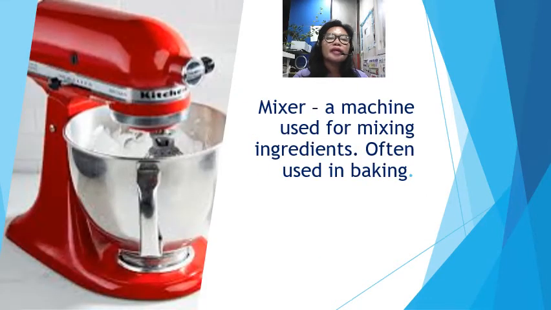Next one is the mixer. This one is the mixer. When you are going to, for example, bake, this is the mixer. Okay? It's a machine used for mixing ingredients, often used in baking. As what I have said, when you bake, you mix the flour. Okay?